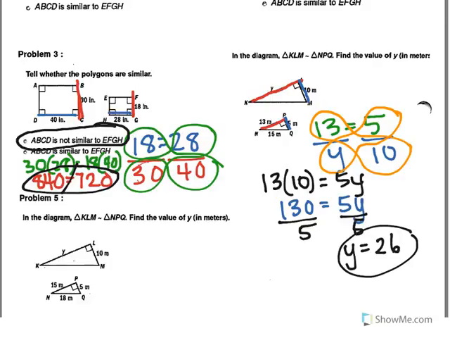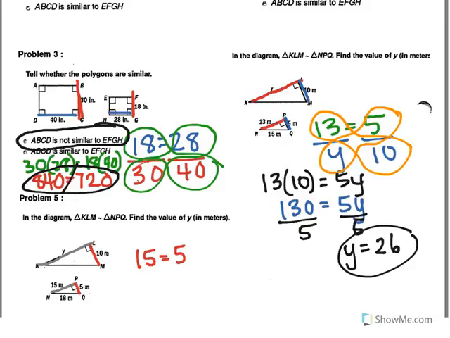Okay, number 5, it says in the diagram triangle KLM is similar to triangle NPQ. Find the value of y. So we're trying to find the value of y again. So we find what sides correspond with one another. We set the smaller triangle equal to its sides, and then we find out what each side corresponds with in the larger triangle.